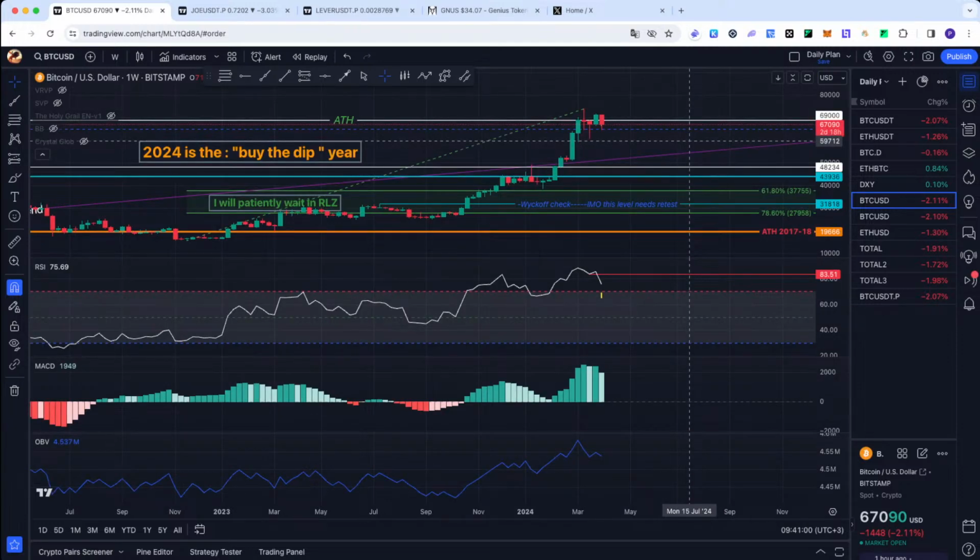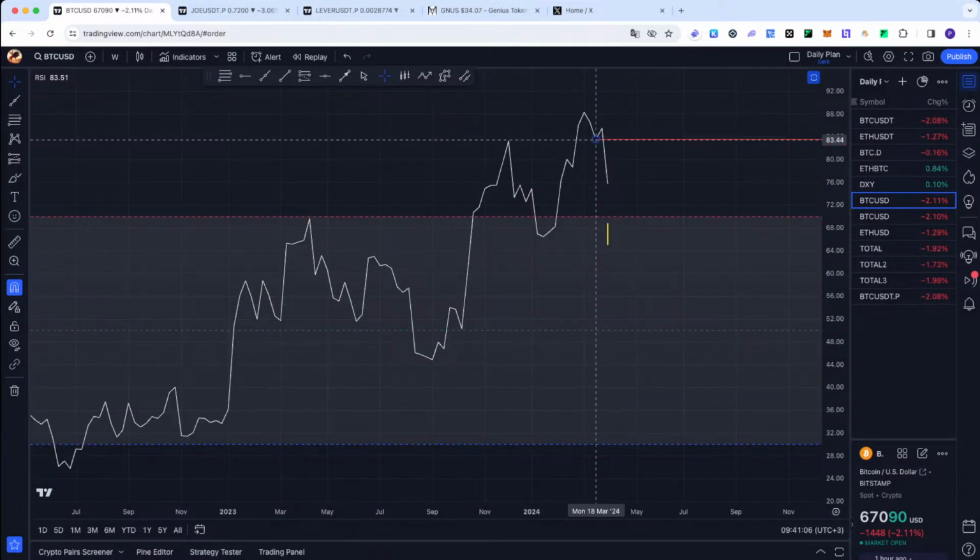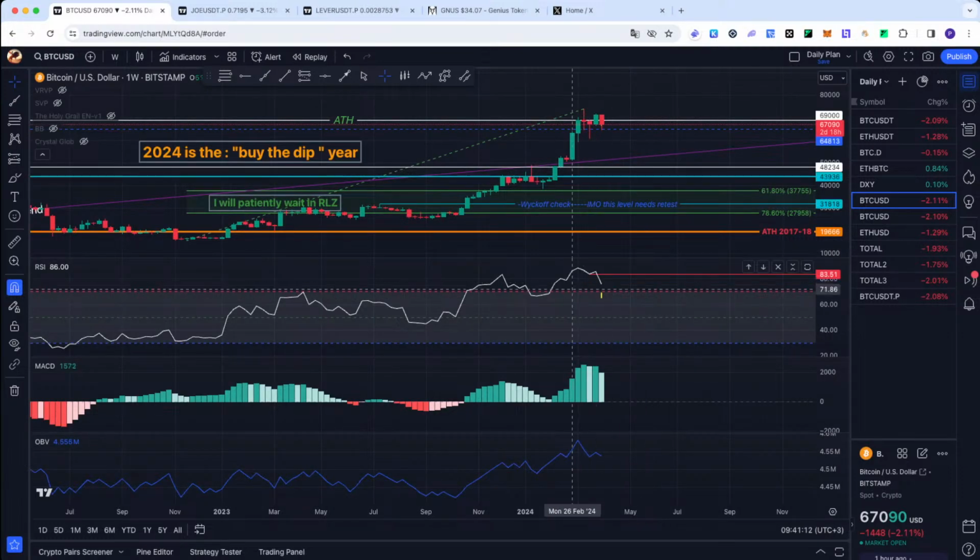If we close like this on the weekly chart, we have a bearish divergence in RSI, but on the line chart only, and it is not confirmed yet. So it's a bit too early for me to say we have bearish divergence on weekly. Well, we don't have it yet.